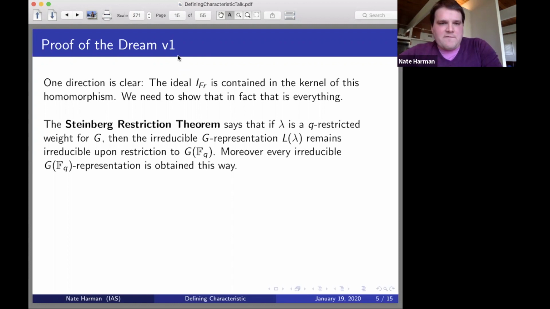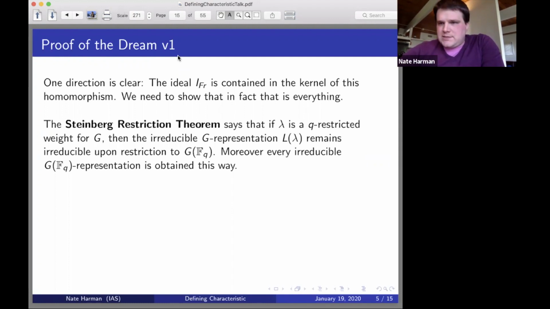Right, so this lets us match up representations of the finite group with some nice subset of the representations of the algebraic group. Okay, so now we have these L lambdas for the q-restricted weights, which are a nice natural system of lifts of the Grothendieck ring downstairs, the one for the finite group.